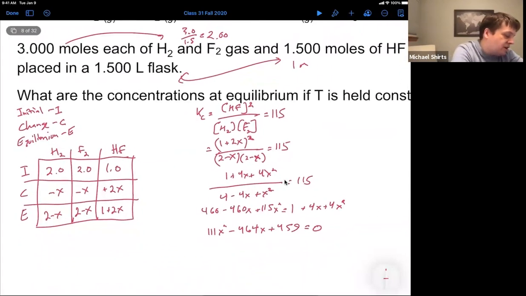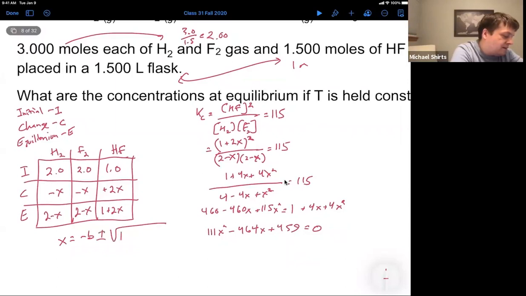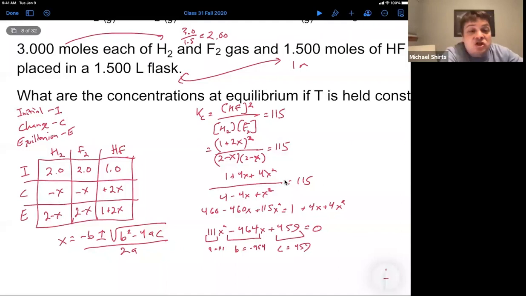The quadratic equation is x equals minus b plus or minus the square root of b squared minus 4ac, all over 2a, where a equals 111, b equals minus 464, and c equals 459. Now, at this point, it's just plugging it in. There'll be two answers. Whenever you have a quadratic equation, there's two answers. And what you'll find in these equilibrium problems is that only one of the answers is physical, and we'll see.